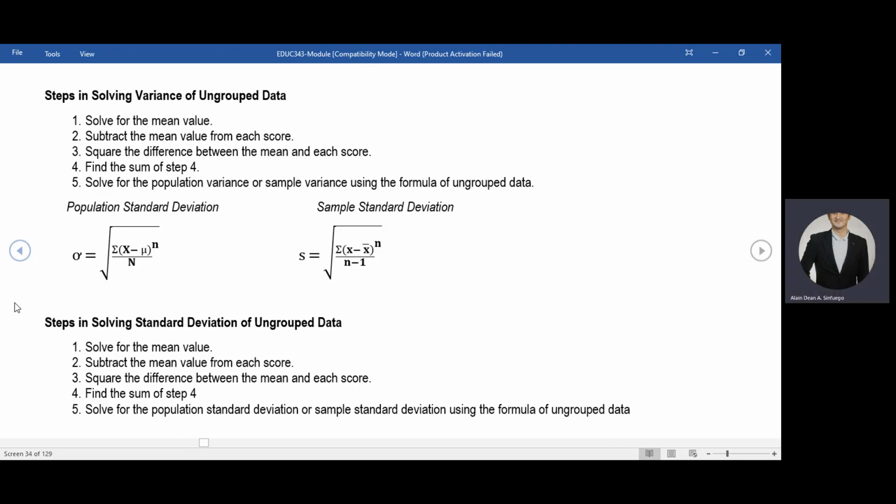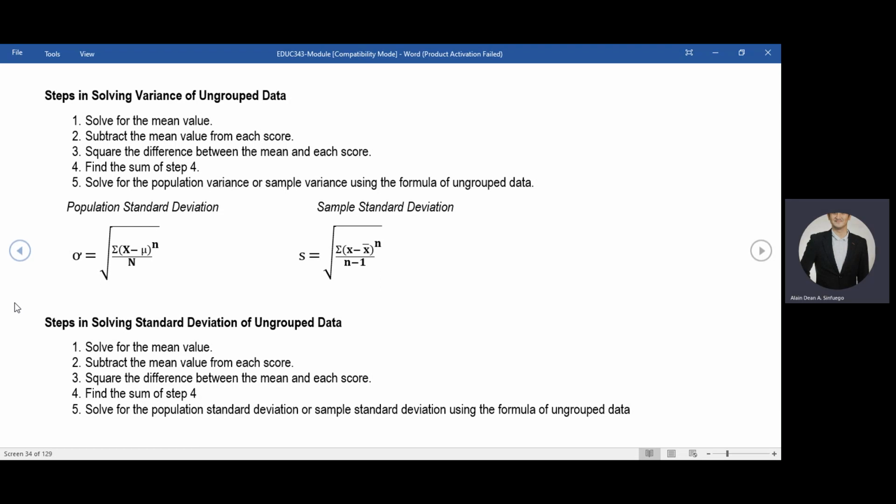Here are the steps for solving the variance of ungrouped data. First, get the mean value. Second, subtract the mean value from each score. Third, square the difference between the mean and each score. Number 4, get the summation of the squares from step 3. And lastly, solve for the population variance or sample variance using the formulas.